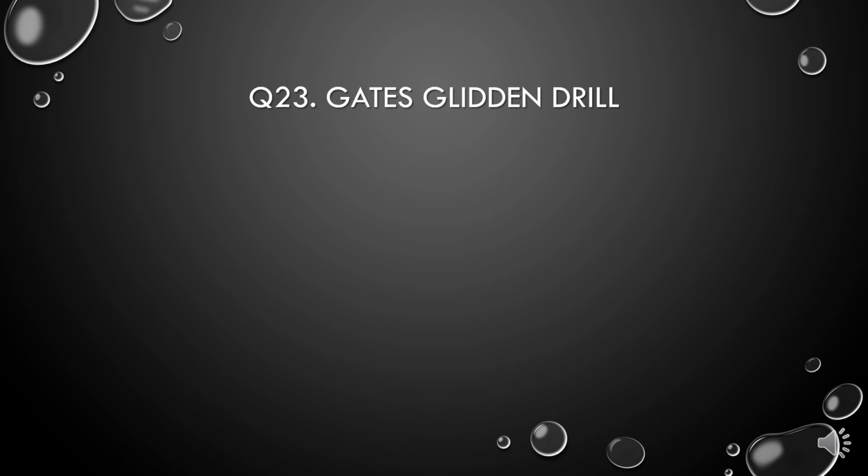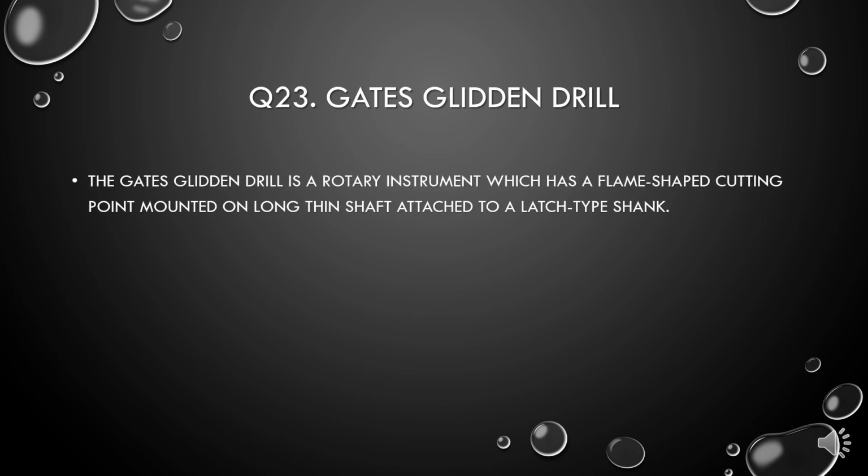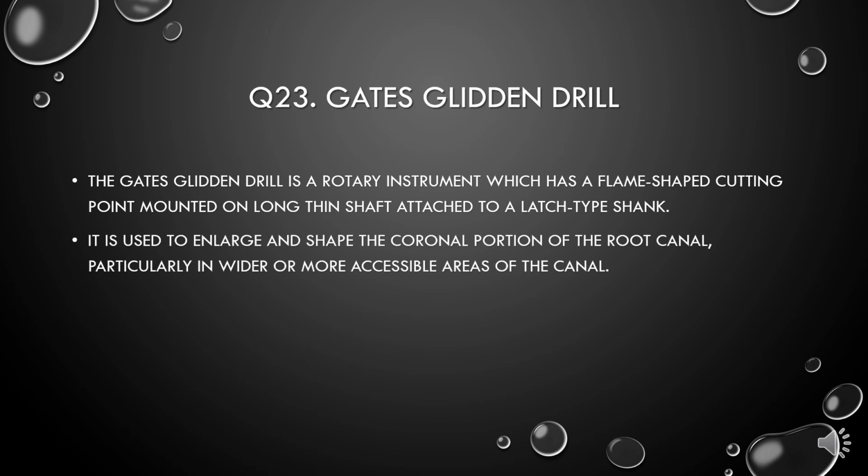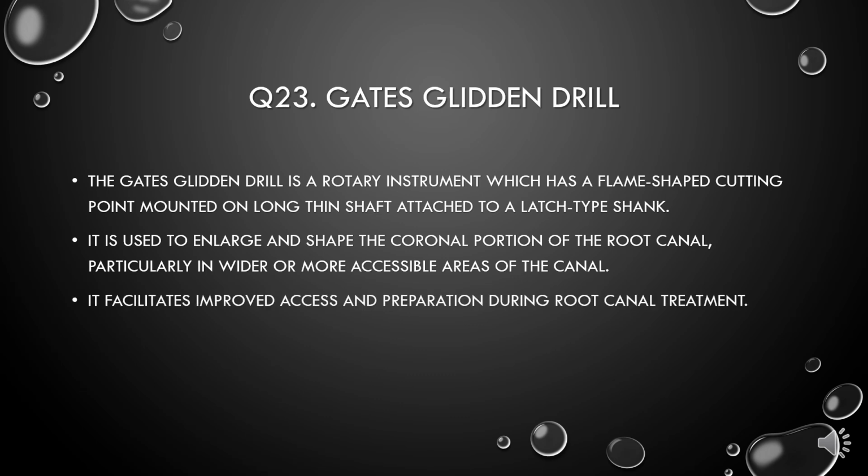23 is Gates Glidden drill. GG drill is a rotary instrument which has a flame-shaped cutting point mounted on a long thin shaft attached to a latch-type shank. It is used to enlarge and shape the coronal portion of the root canal, particularly in wider or more accessible areas of the canal. It facilitates improved access and preparation during RCT.